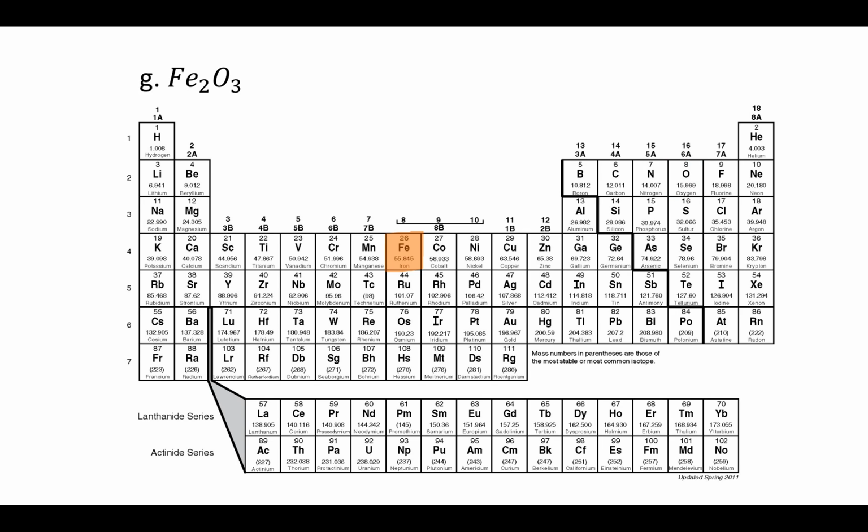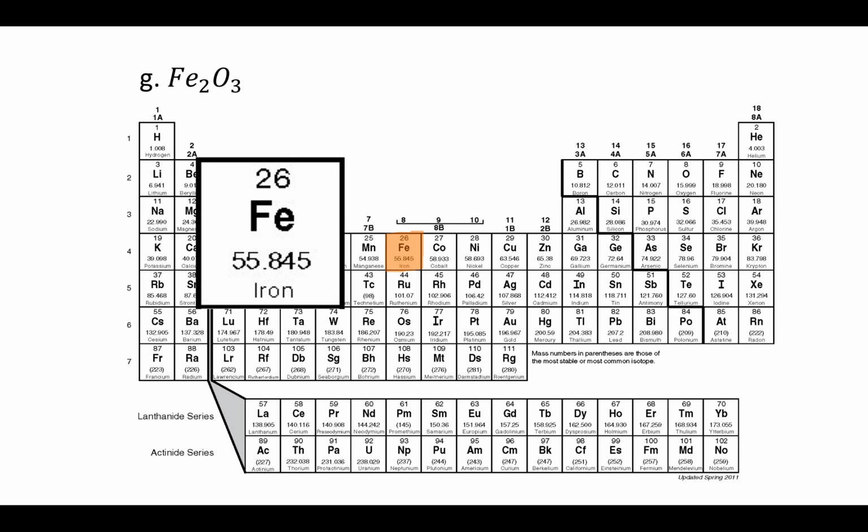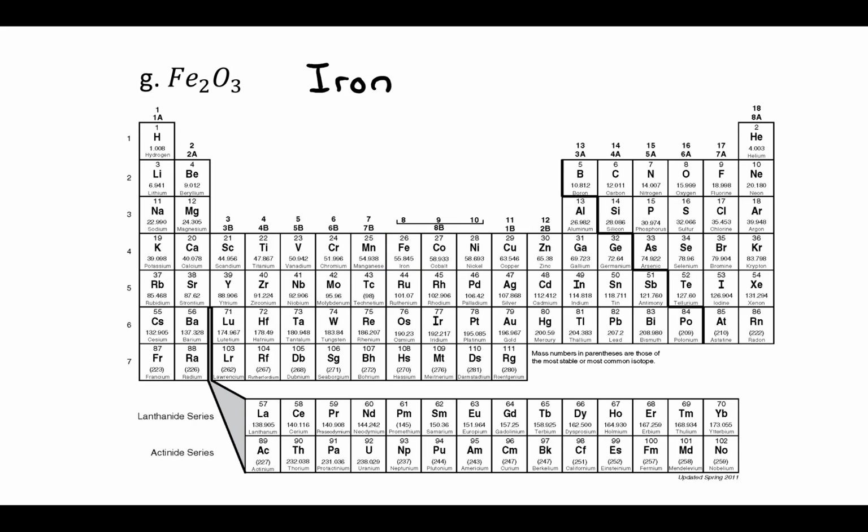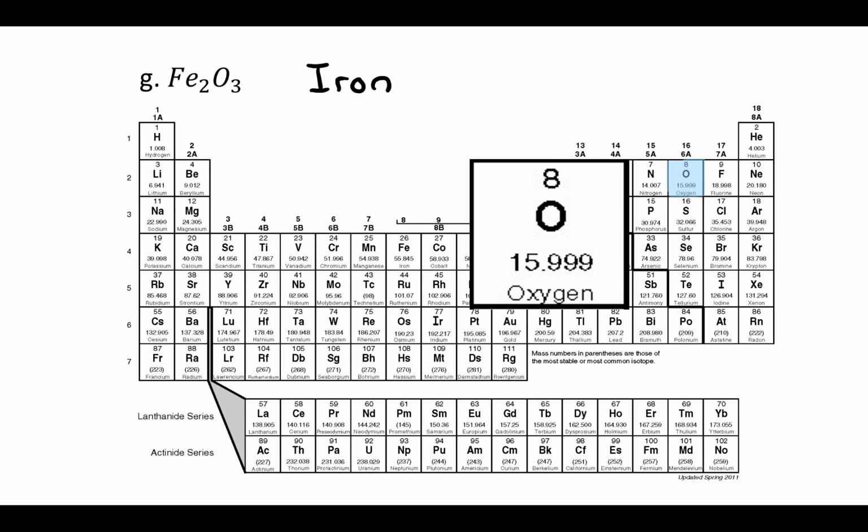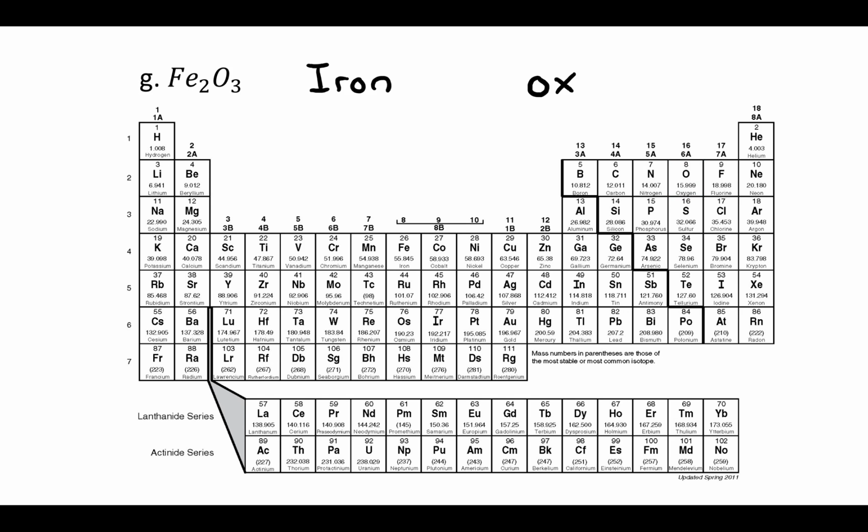To name an ionic compound, take the name of the first element exactly as it is on the periodic table. So Fe is iron. For the second element, take just the first syllable. So the first syllable of oxygen is ox. And then to show that they're in a compound, add the ending ide, I-D-E. So far we have iron oxide.